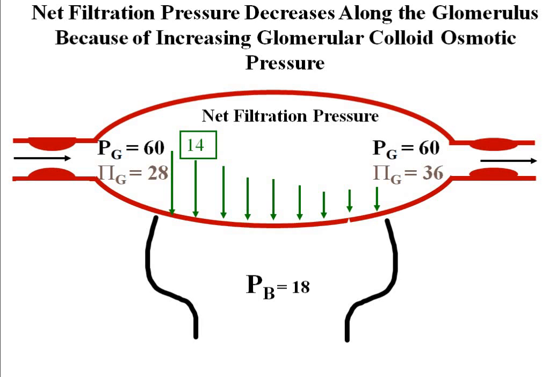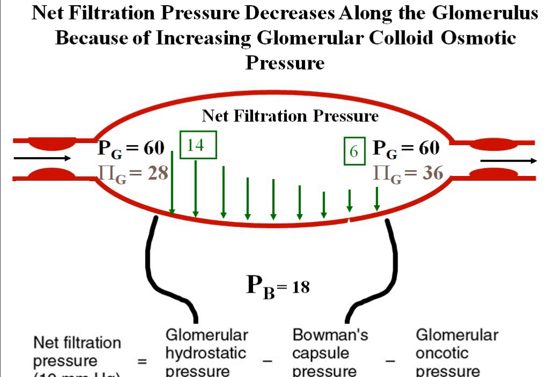Net filtration pressure was 14 in the initial part of the glomerulus, towards the afferent arteriolar side, and it becomes 6 at the efferent arteriolar side. Just to remind you, what is net filtration pressure? It is the balance of these Starling forces: mainly the glomerular hydrostatic pressure, which is favoring the GFR, and the oncotic pressure of the glomerulus and the Bowman's capsule pressure, which are hindering the flow. As it goes from here to here, since oncotic pressure is increasing, net filtration pressure is decreasing.